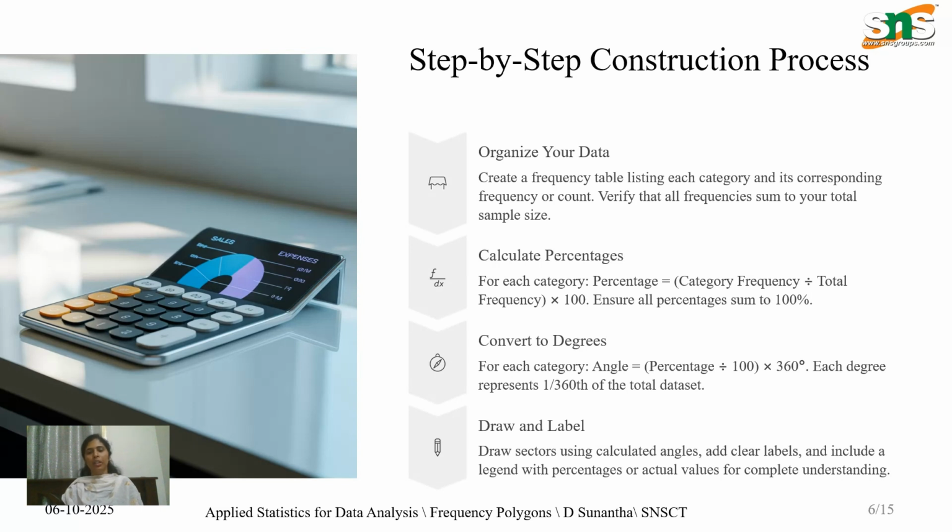Next, we have to convert the percentage format into a degree format by percentage divided by 100 into 360, so that the data could be represented in a 360-degree circle. Next, draw and label. After finding the degrees of each data, we have to arrange the data in ascending order and start marking from the smallest one to the largest one.